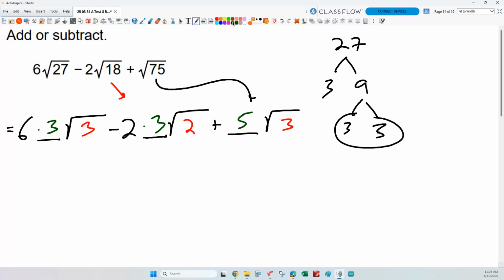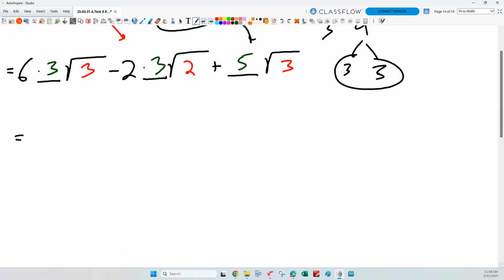Well, if we simplify those, what's 6 times 3 times the square root of 3? 18 times the square root of 3. Minus 2 times 3 times the square root of 2. Okay, good. 2 times 3 is 6. I get an outside number 6, inside number 2. And then this guy's already simplified.